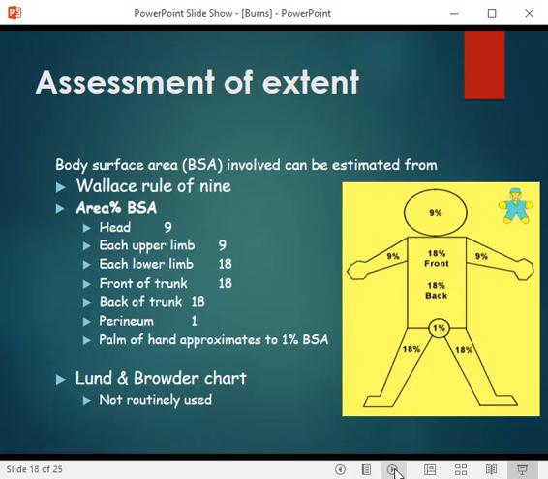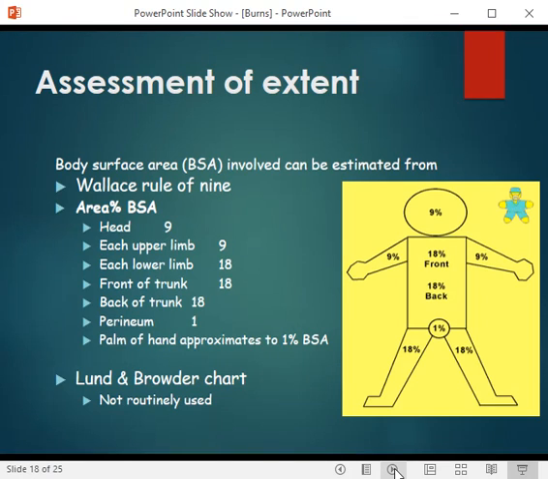The next important thing is you need to assess the extent of the burn. How do you do that? The commonly used formula is Wallace rule of 9. We divide different parts of the body into segments, and we just calculate using a simple formula of 9. We use a table of 9. Like upper limbs, both front and back combined, is 9%, and lower limbs are 9% on the front and 9% on the back.